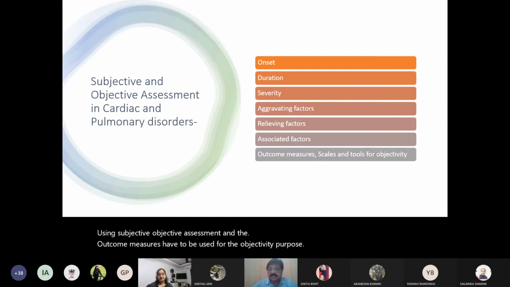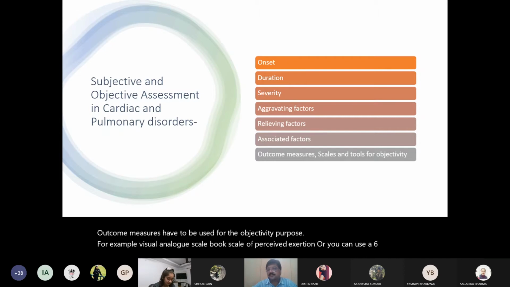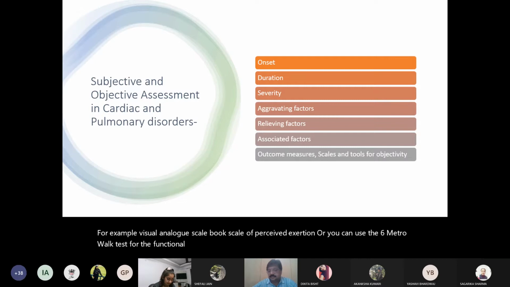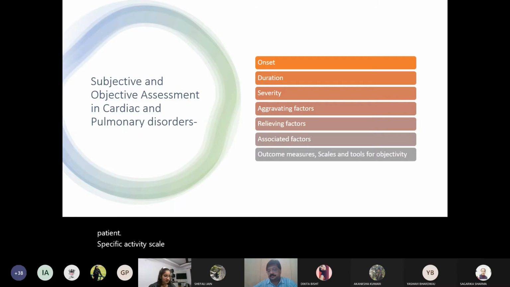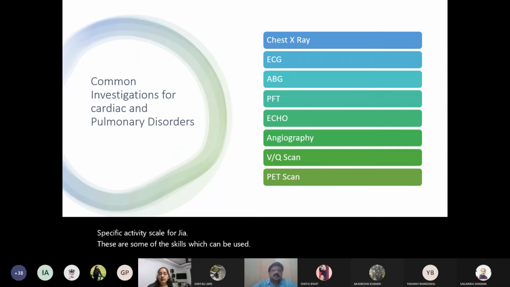For example, visual analog scale, Borg scale of perceived exertion, or you can use a 6-minute walk test for the functional capacity. It's an objective measure, or the MRC scale, functional class of the patient, specific activity scale for dyspnea. These are some of the scales which can be used. Then, what are the common investigations we have to see?